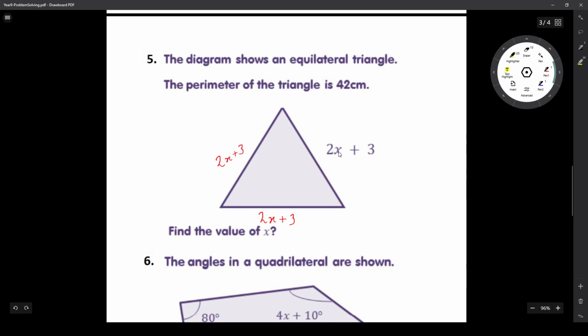So the perimeter in total then, we've got 2x, 2x and 2x, that's 6x. And we've got 3, 3 and 3, that's 9. So we've got 6x plus 9 equals 42. We need to subtract 9 from both sides to get 6x equals 33, and then divide by 6, which gives us x equals 5.5.